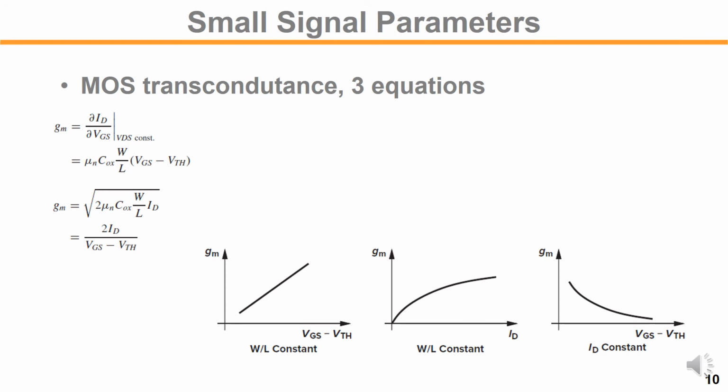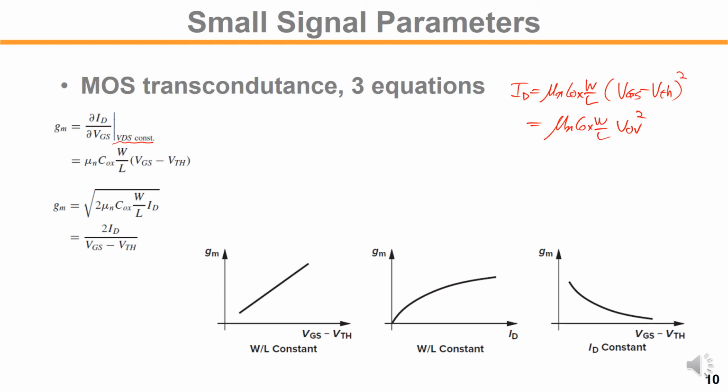We will quickly review the small signal parameter like transconductance in the ideal square law model. So ID equals mu n COX W over L times VGS minus VTH squared, that is mu n COX W over L times overdrive voltage squared. From this equation we can derive the GM, transconductance, that is partial ID over partial VGS for the given VDS condition, for the fixed VDS voltage.